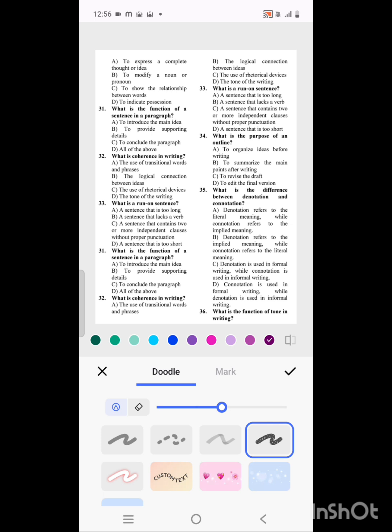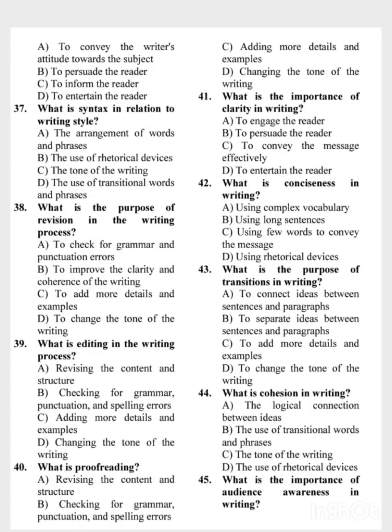Now let us see 36th question. What is the function of tone in writing? The function of tone in writing is to convey the writer's attitude towards the subject. To convey the writer's attitude towards the subject, that is, option A will be your right answer. Moving to the next question.